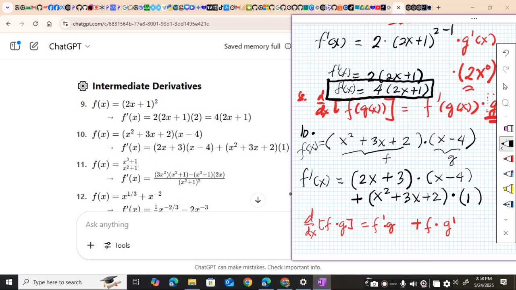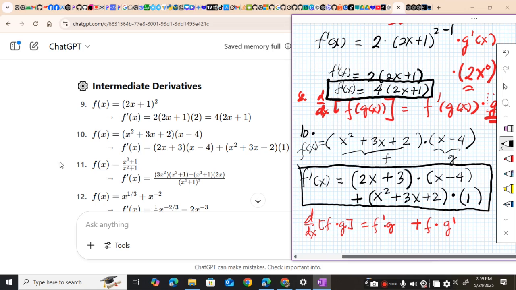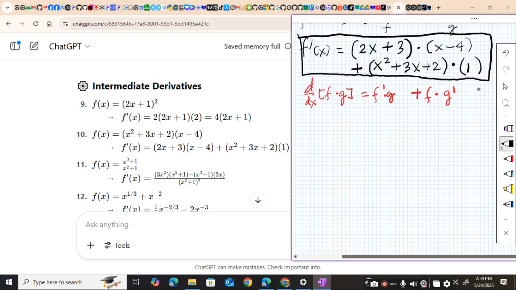X raised to 1 minus 1 is x raised to 0. Effectively x raised to 0 is 1. So it's simply 1 here, because it's understood that it's also multiplied to 1. So that's it. That's our solution. Here we have utilized the product rule. So in the next example, number 11, we will try to utilize the quotient.